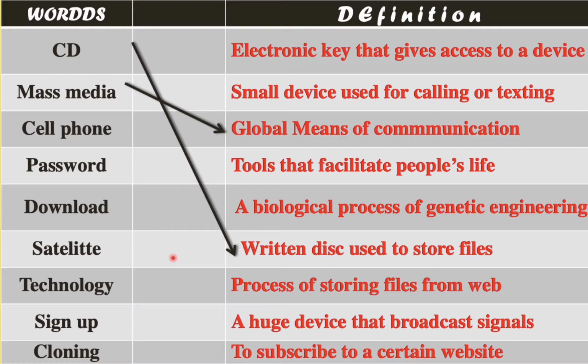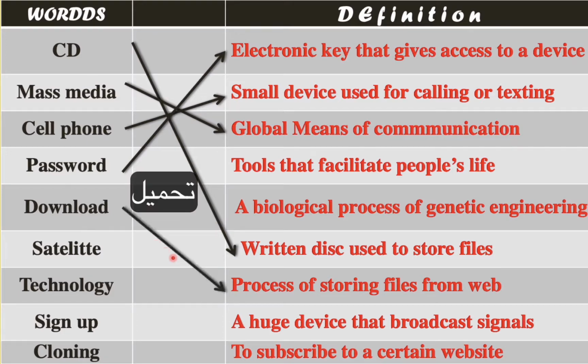Cell phone. Good. It is a small device used for calling or texting. Okay. We use it for calls or texting. Texting, it means to send messages. Password. Password, it is an electronic key that gives access to a device or a website. Okay. So it is called a password.